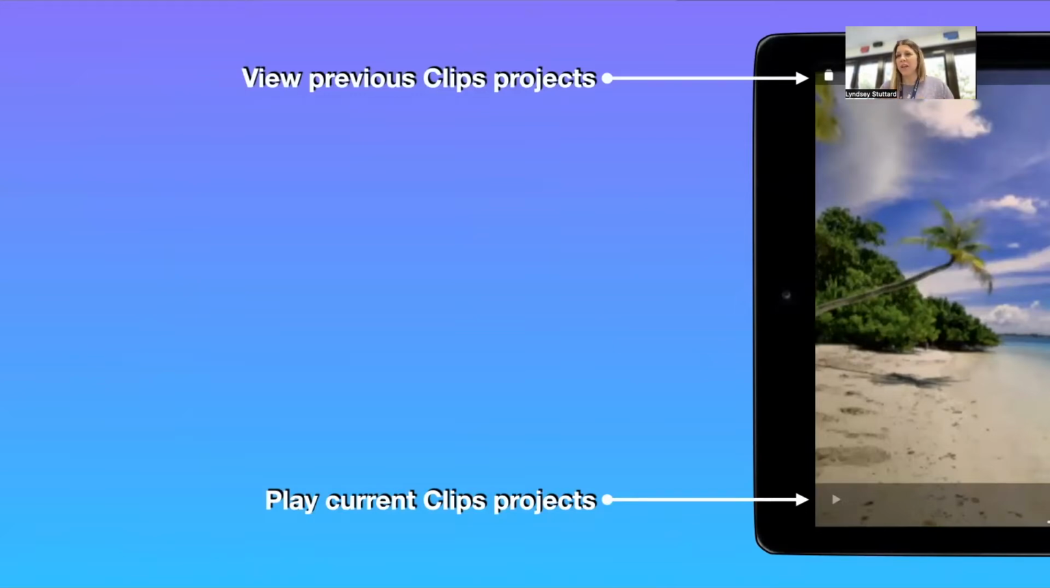And again, if anything has been deleted from those previous clips projects that live in the camera roll, you'll likely see little exclamation marks in the timeline at the bottom that something is missing from the project.